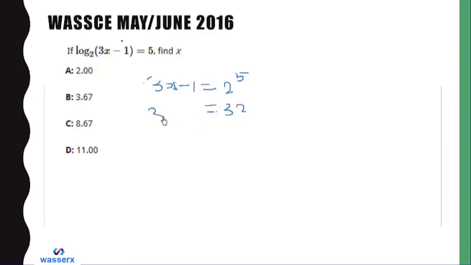So we have 3x minus 1 gives us 32. So we solve for x now. We have 3x is equal to 32 plus 1, which is 33. Dividing both sides by 3, we get x is equal to 11. So the correct answer is D.